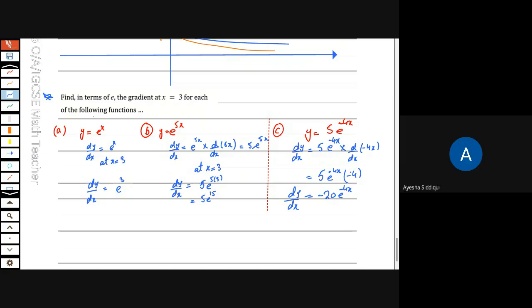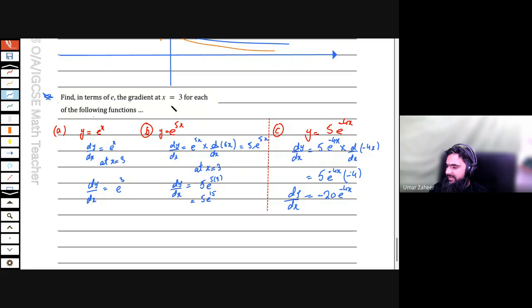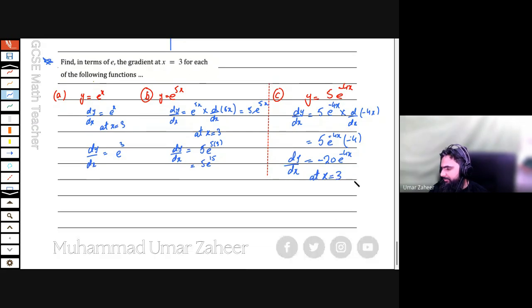Now we have to find the gradient at x is equal to 3. So at x is equal to 3, minus 20 into e power minus 4 into 3. That will be minus 20 e power minus 12. This is how we are going to be finding the answer.